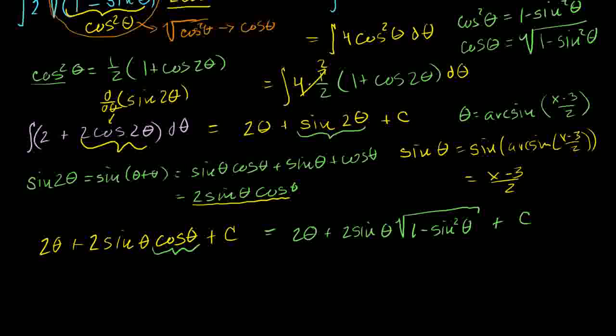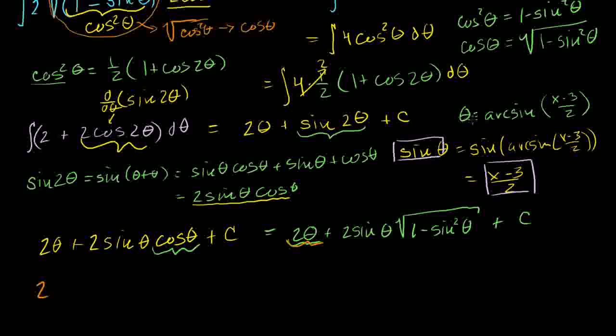Now, we're at the home stretch. This problem was probably harder than you thought it was going to be. We know that sine theta is equal to (x minus 3) over 2. So let's make that reverse substitution. So we have 2 times theta. This first term is just 2 times theta right there. So that's 2 times, we know what theta is equal to.